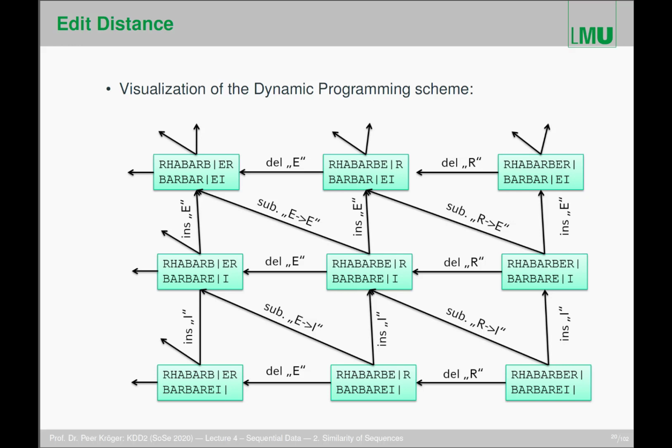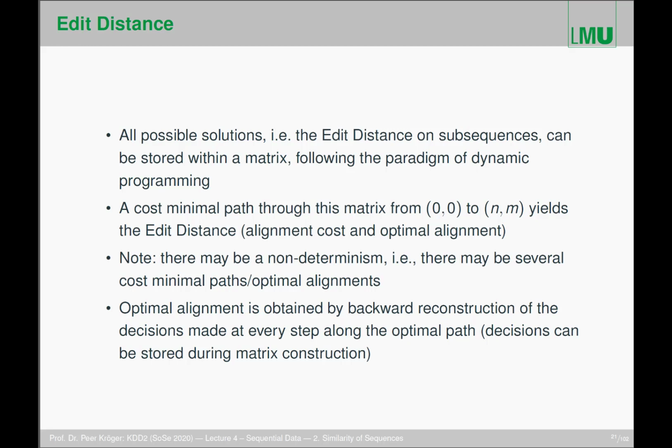So now this scheme can be applied. All possible solutions of the edit distance subsequences can be stored within that matrix we saw here somehow. And we can apply this dynamic programming scheme because, as I told you before, a cost minimal path through this matrix from 0,0 to nm or from nm to 0,0 yields the edit distance, obviously.